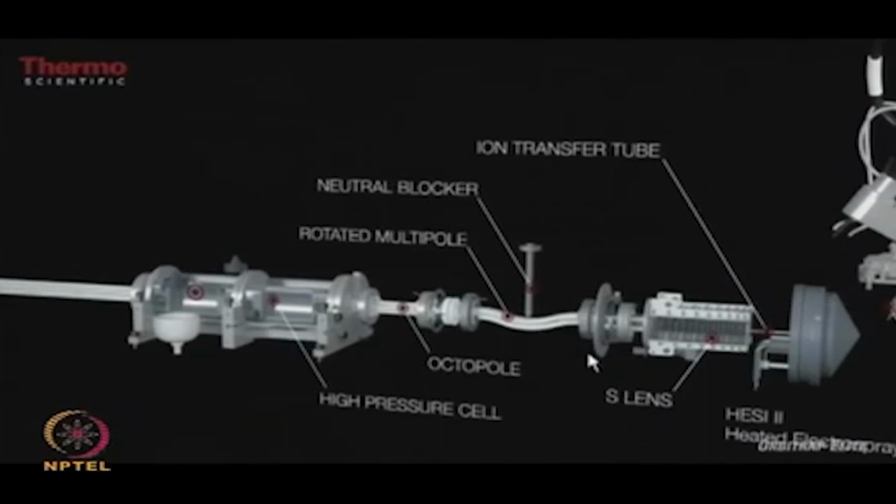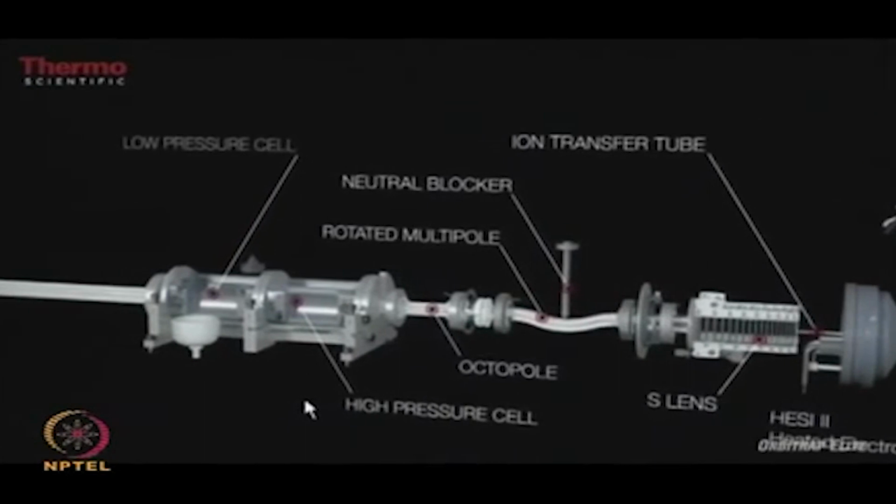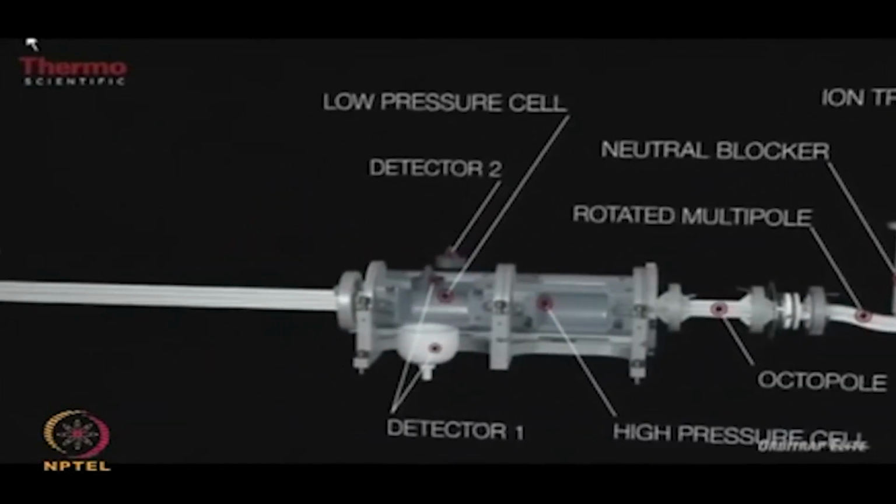After the transfer optics we have the transfer tubes, and we have the neutral blockers, which block the neutrals coming from the source. Then we have the octapole, and then the ion trap. In the ion trap we have two regions: one is a high pressure cell, and the other a low pressure cell.